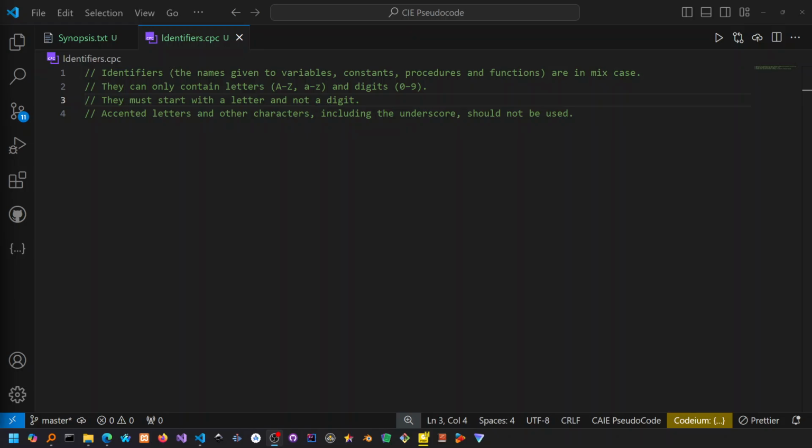In this episode we're going to be looking at identifiers. Identifiers are the names given to variables, constants, procedures, and functions. Basically anything that is user defined, that is not part of the keywords in pseudocode.